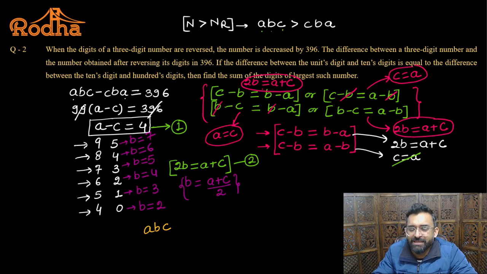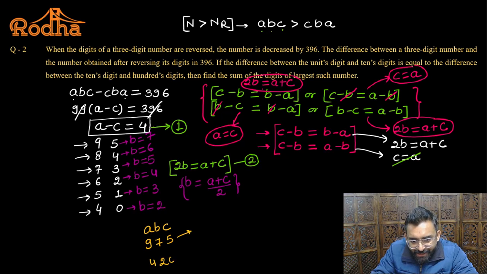But if you look at this, the question is not asking how many possibilities there are for such a number. The question is asking to find the sum of the digits of the largest such number. So the largest such number is without a doubt 975. Am I right? The largest such number is 975. That is the largest possible number. If the question were asking for the minimum such number, it would be 4, 2 and 0.